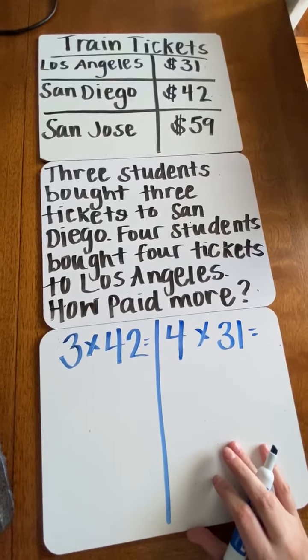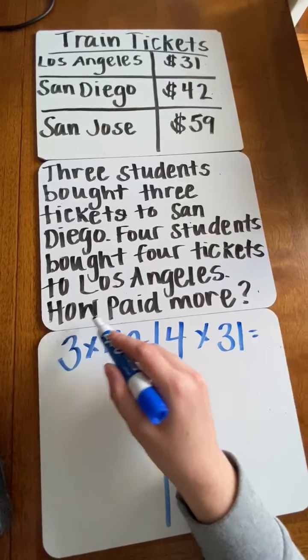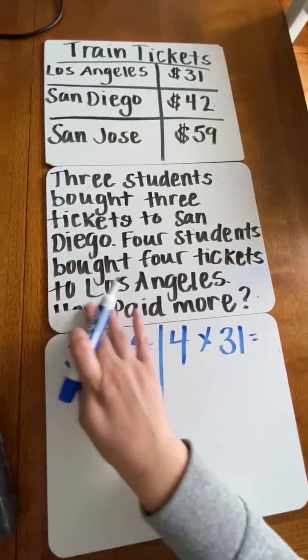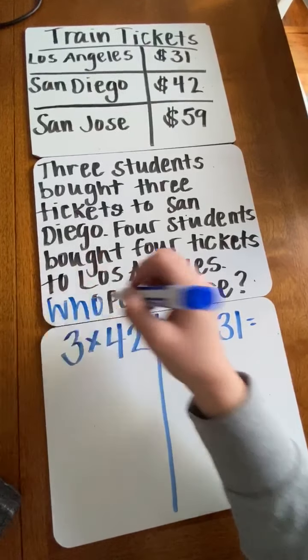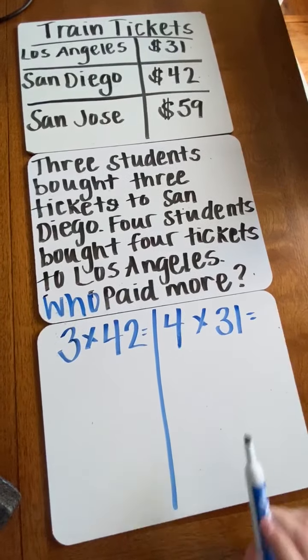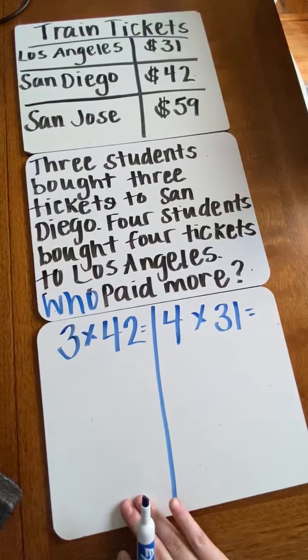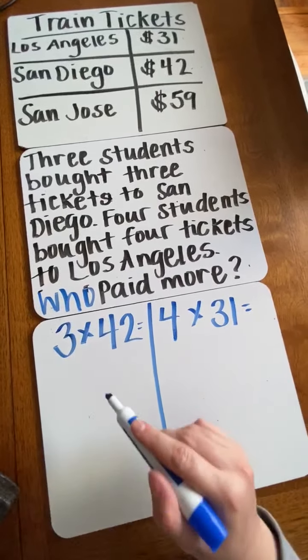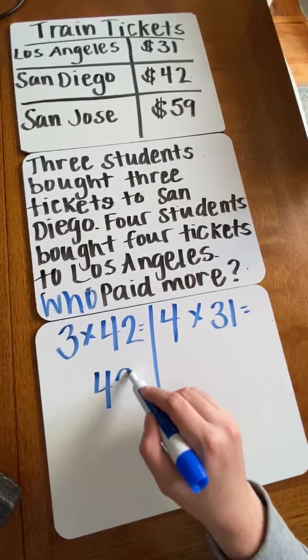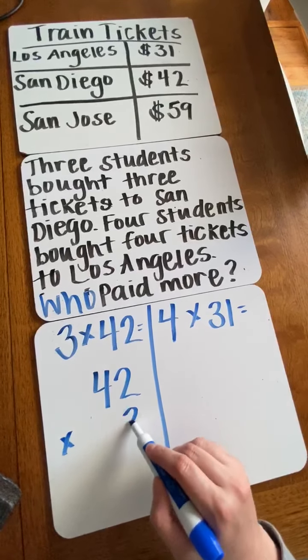And then my question asks me, who paid more? This should say who. Who paid more? So I'm going to get my answer and then look at which answer is larger. And that is going to be who paid more money. So let's do partial products. 42 times 3.